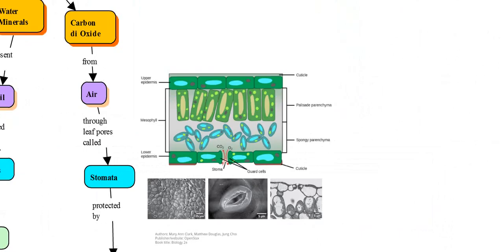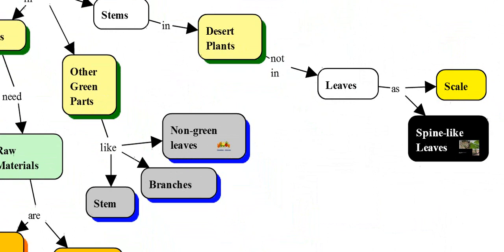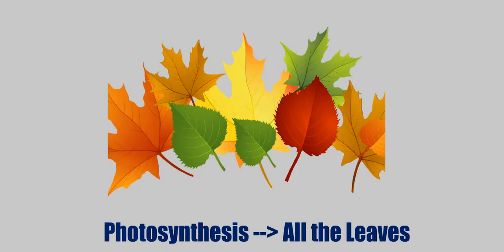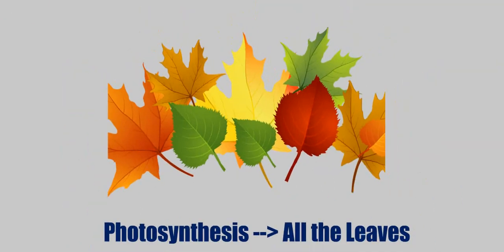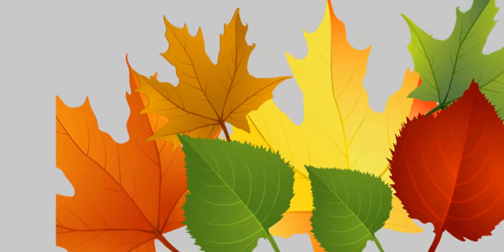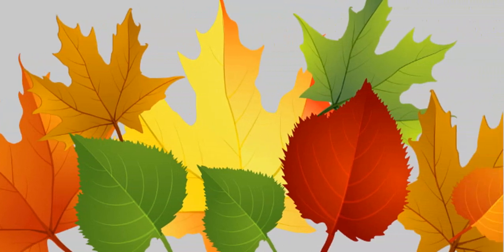Here you can see microscopic structures. Photosynthesis also occurs in other parts like non-green leaves, branches, and stems. We all think that only green leaves carry out photosynthesis, but the process is also found in other non-green leaves. They have different colors because other non-green pigments may be present in large amounts in them.